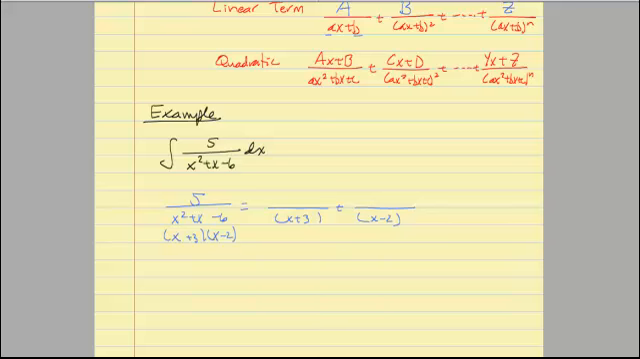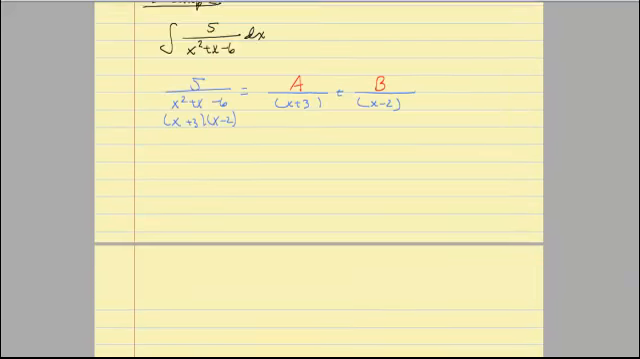Now the way this works is both of these are linear. If I were to graph x plus 3 and x minus 2, they are linear. So if I have a linear base, I need a constant numerator, in this case a and b. Then I solve for capital A and capital B and rewrite my fraction, and then hopefully I should be able to integrate it. So let's look at how we do that.